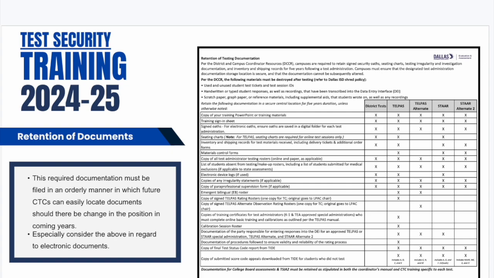Retention of documents. All training, including documentation for this session, must be collected, maintained, and stored for the next 5 years. This includes all assessments, both district and TEA required. This required documentation must be filed in an orderly manner in which future campus testing coordinators can easily locate documents should there be a change in the position in the coming years. This is especially important to consider the above in regards to electronic documents.